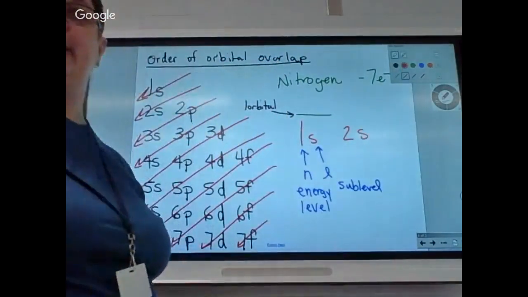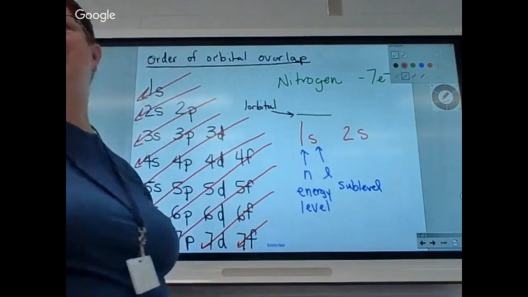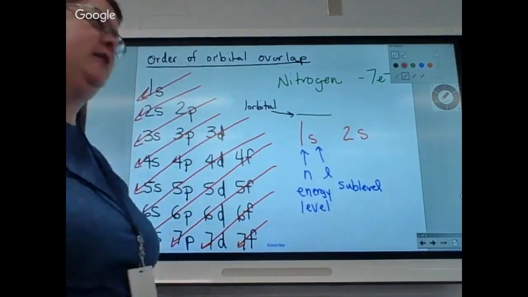We're writing in orbital notation. I hate this. We're not done yet. You will not hate this by the time we finish.